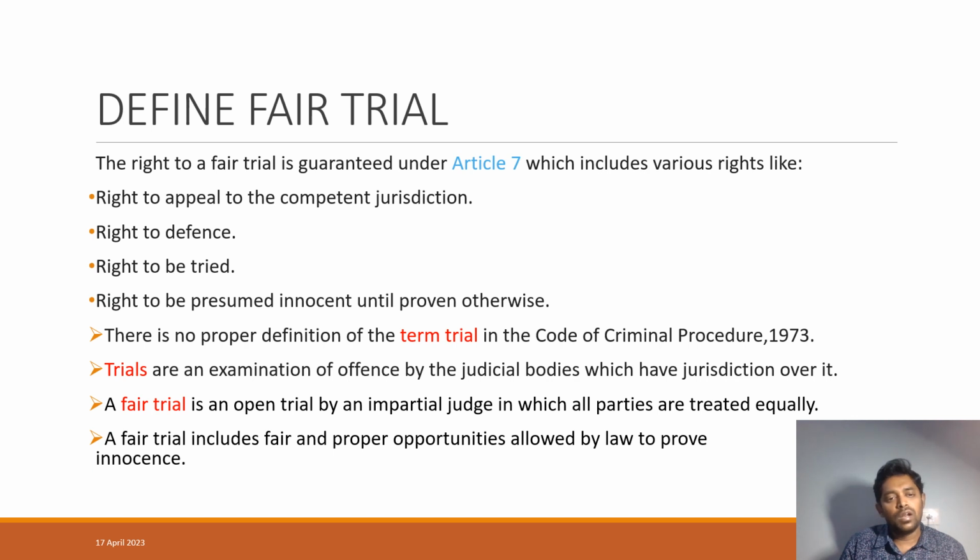Define fair trial. The right to a fair trial is guaranteed under Article 7, which includes various rights like the right to appeal to the competent jurisdiction, right to defense, right to be tried, right to be presumed innocent until proven otherwise. There is no proper definition of the term trial in the Code of Criminal Procedure 1973. Trials are an examination of an offence by the judicial bodies which have jurisdiction over it.